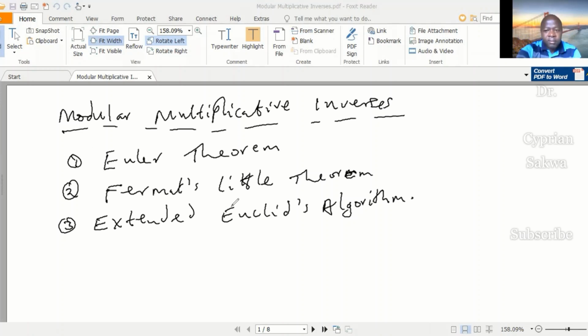Now, I'll begin by stating what the Euler theorem says, so that we then see how to use it to find inverses. So let's begin with the Euler theorem.